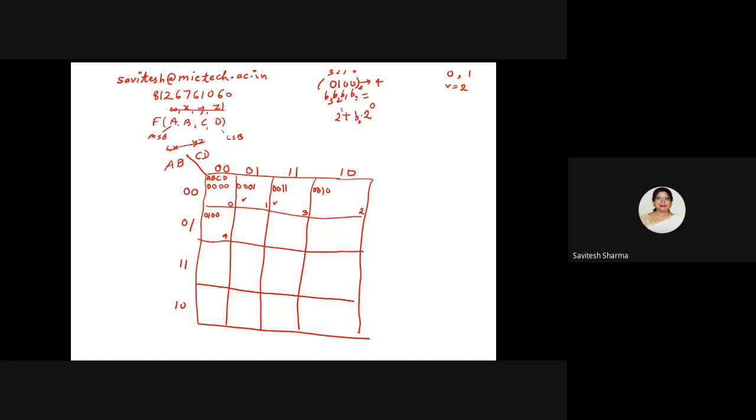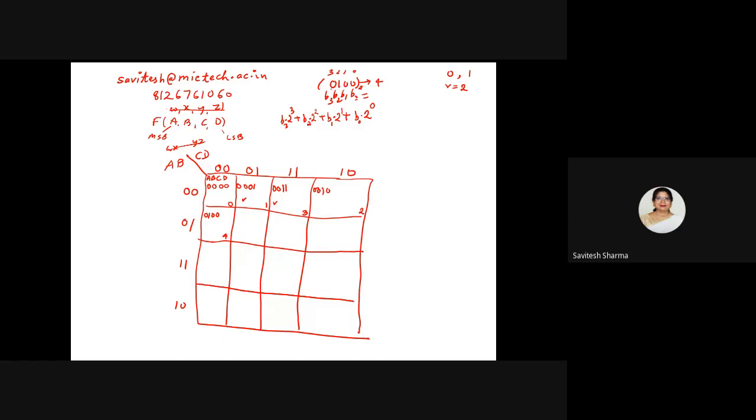So 2 to the power 1 is the weight of the position and the bit is B1. So this is the formula. Next is your second position. So you will write the weight 2 to the power 2 and then B2, 2 to the power 3 and B3, and so on. If n bits are there, you will go up to n. You understand?